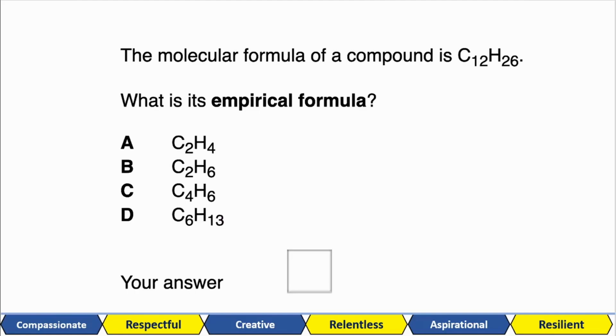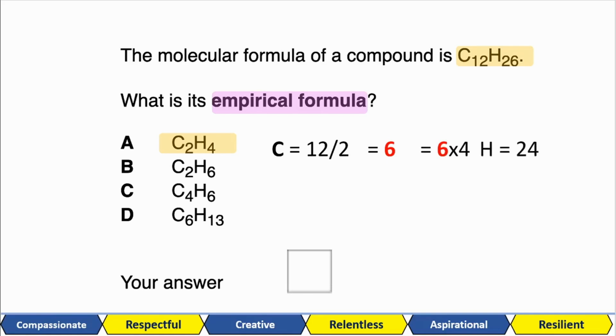The next question is asking us for the empirical formula for this molecular formula. If you're like me and you're terrible with maths, then you can work backwards. For example, option A is C2H4. If we divide the number of atoms from each element, we should get the same number. We have 12 carbons in the molecule and 2 here. So 12 divided by 2 gives us 6. 6 times 4 hydrogen gives us 24 hydrogen.